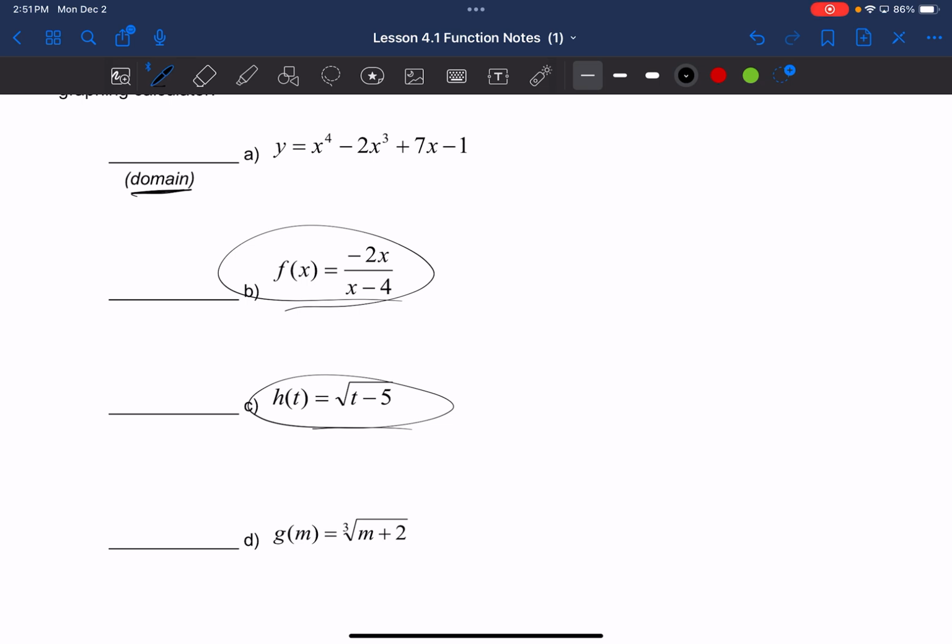But I do want us to make sure we know how to write it all three ways. So if we were given this as a question on a quiz and they said write it in set notation or interval notation, then you would be able to write it.